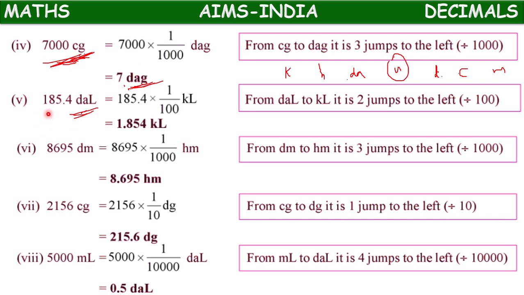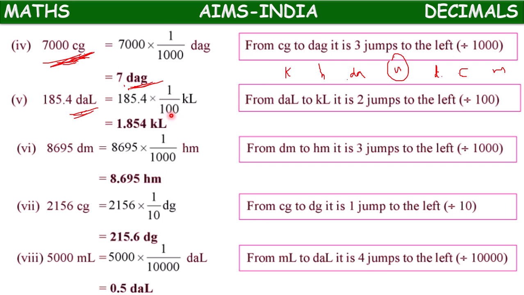So next, 185.4 decaliter to kiloliter. How many places? Deca to hecta, 1 place. Hecta to kilo, 2nd place. 2 steps, lower to higher, means we can divide by 1 by 100.